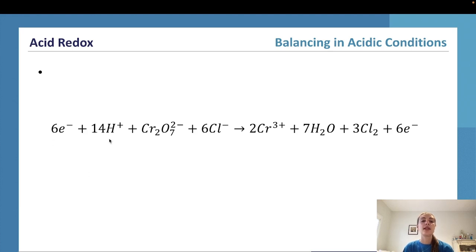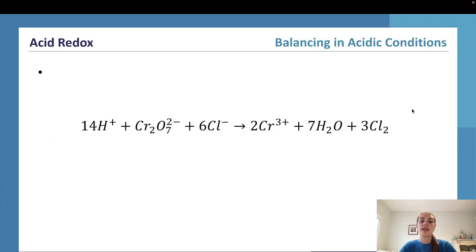So we get 6 electrons plus 14 H plus dichromate ions plus 6 chlorine ions makes 2 chromium ions plus 7 H2O plus 3 chlorine plus 6 electrons. And then we can cancel out what's common on both sides. So that's the 2 lots of 6 electrons. So we can take that off that side and that off that side.